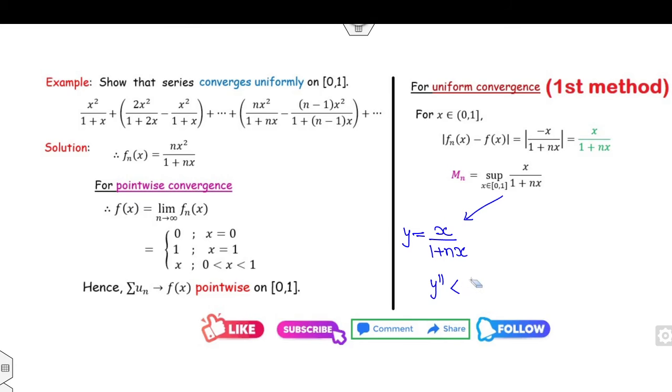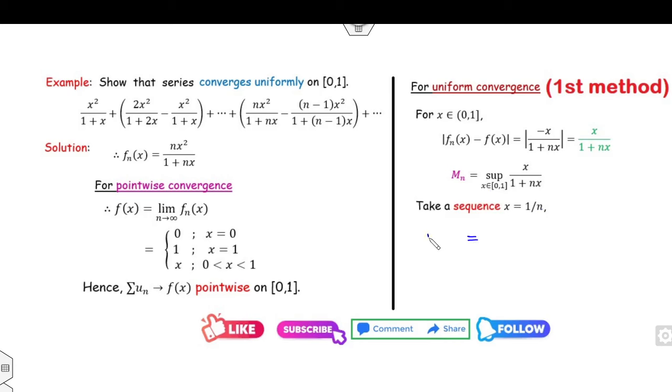Otherwise, the second method is you can choose from the domain, because my domain is [0, 1]. You can choose any value of x in between. Either you can choose 1 minus 1 over n, or you can choose any sequence such as 1 over n and so on. That's your choice. So the easiest way is I can choose the subsequence as 1 over n.